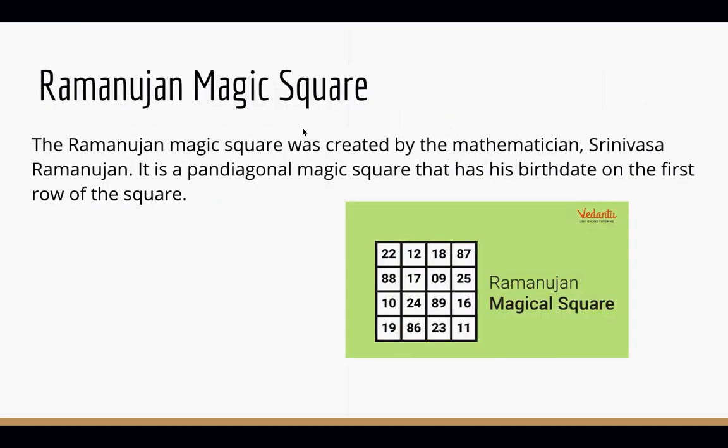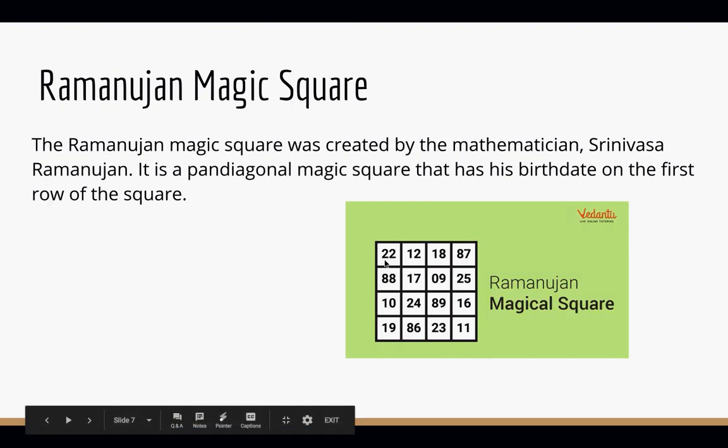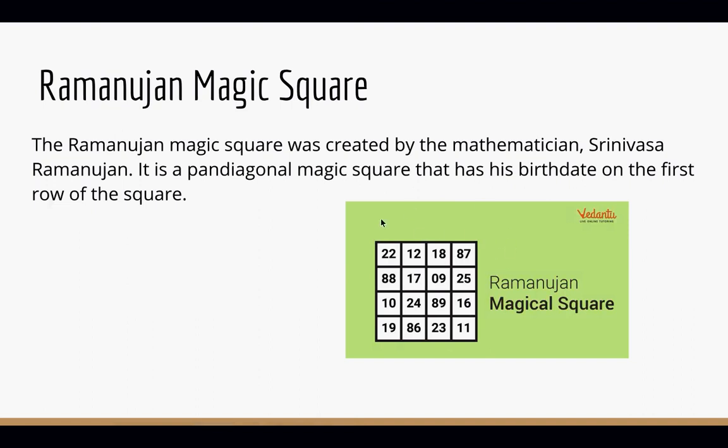So let's start off with the Ramanujan magic square. The Ramanujan magic square was created by the mathematician Srinivasa Ramanujan, who was a mathematician in the 1900s, and he made a bunch of theories. It is a pan-diagonal magic square that has his birthday on the first row of the square. As you can see in the picture, his birthday was the 22nd of December, 1887. You can see that's on the first row of the square.